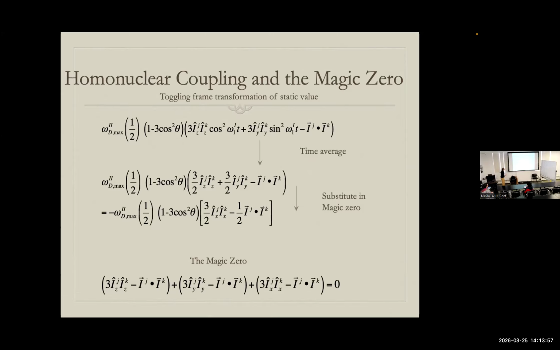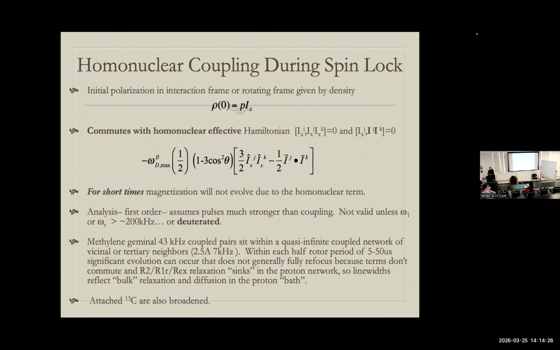So because of this, I can substitute out for this expression. You just use this to rearrange it, and you can see that it's equivalent to 3/2 IX minus I dot I. Just rewriting that, nothing else. And that helps you see that the initial magnetization really commutes with that effective Hamiltonian. The use of that magic zero. So at short times it will not evolve.